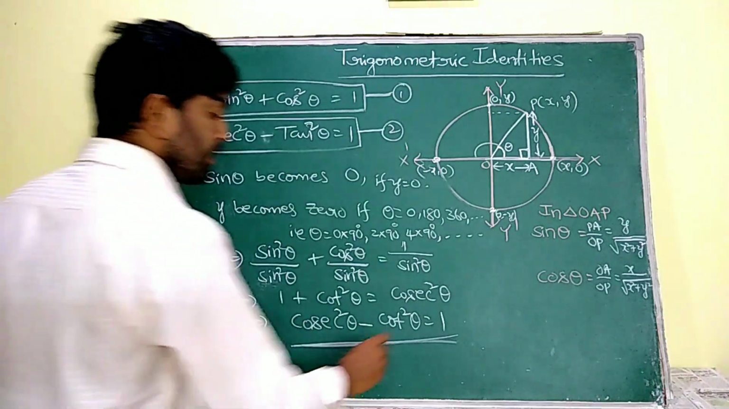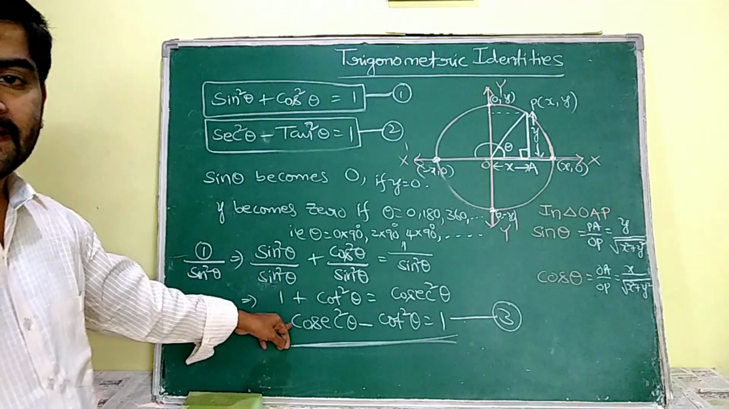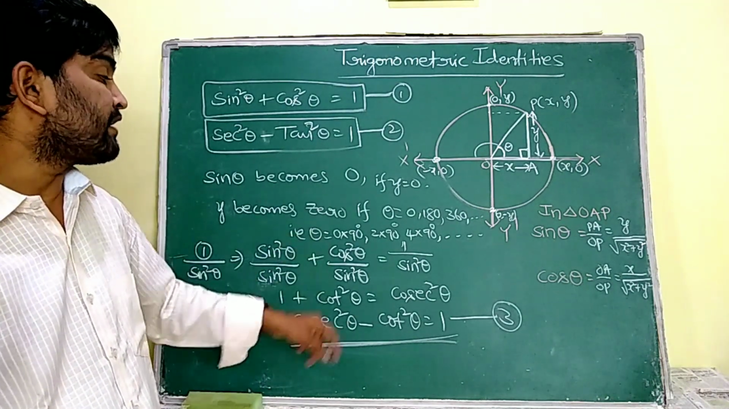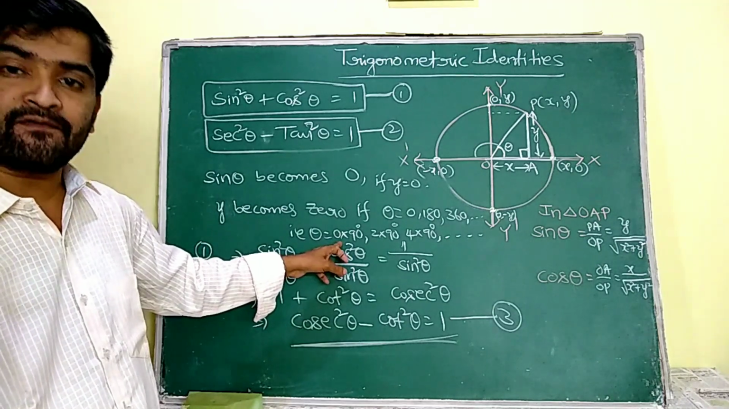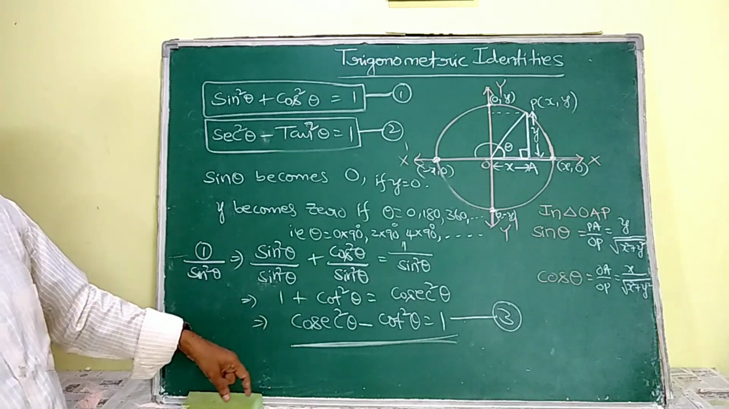Now to express it in an identity form, cosecant square theta minus cot square theta is equal to 1. So now this is known as identity 3, and this identity 3 is only true for the values which are not equal to the even multiples of 90. Okay? See, again I am going to discuss all these three.